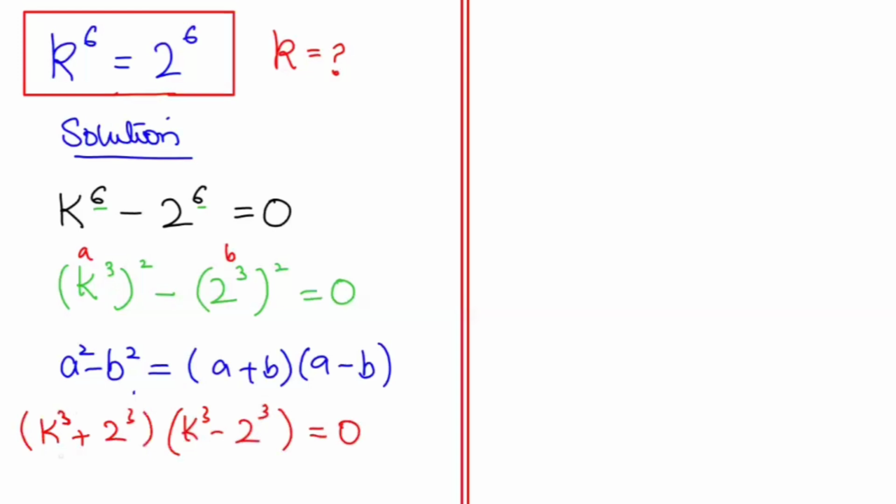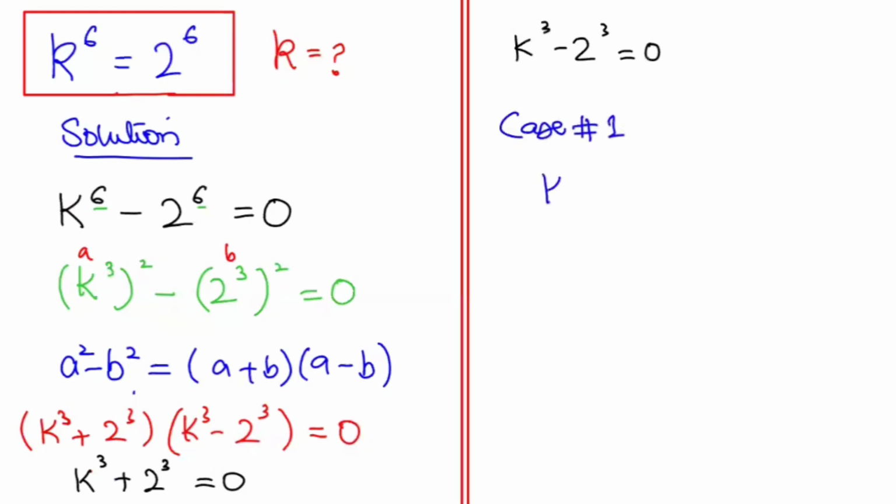Now here I am going to apply the zero product rule. So according to that, I will get two solutions. k to the power of 3 plus 2 to the power of 3 is equal to 0, and k to the power of 3 minus 2 to the power of 3 is equal to 0. Now we're going to solve case 1 here. In case 1 we have k cube plus 2 cube is equal to 0.